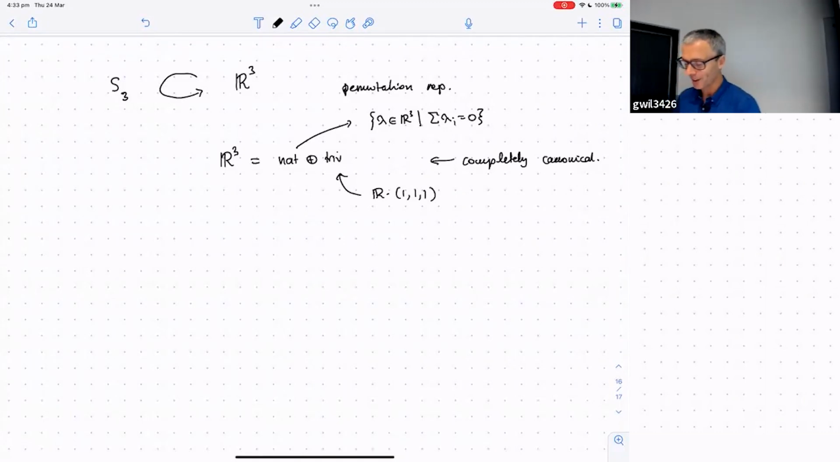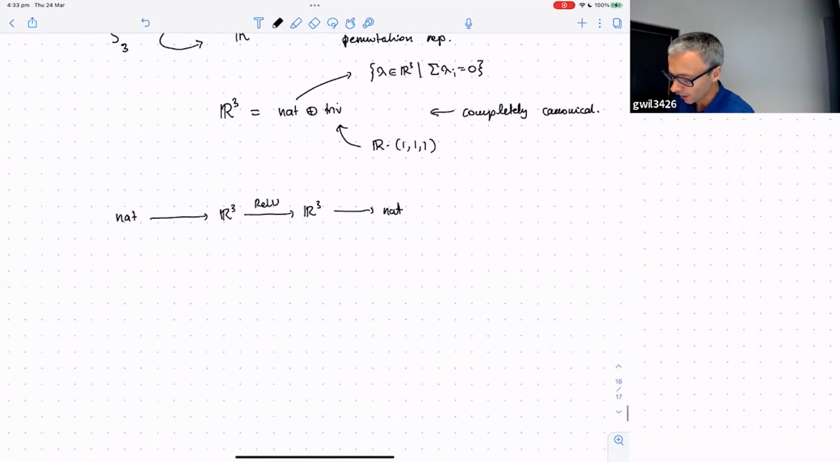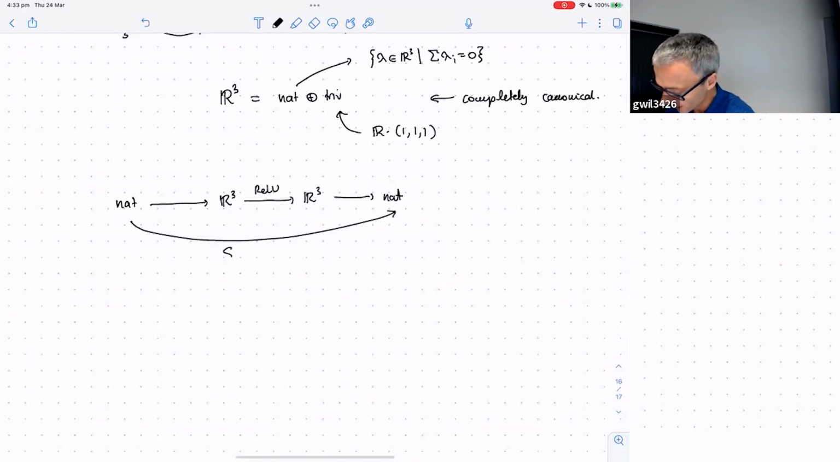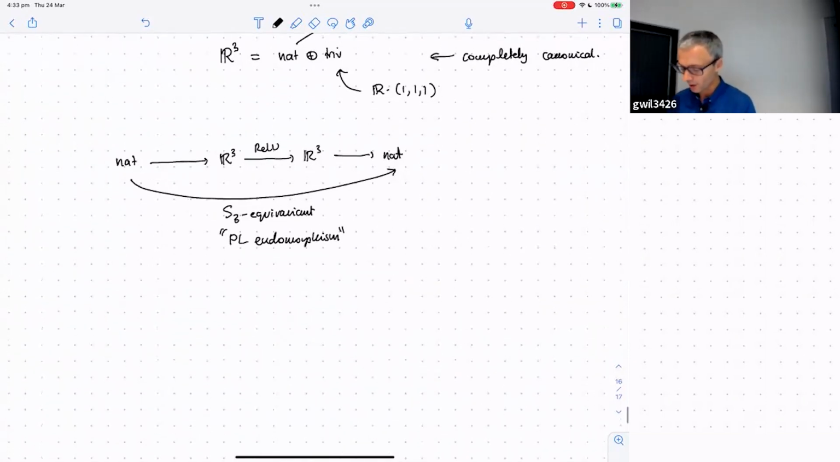So now you can ask the following, just kind of totally naive question. If we go from nat into R3 and then apply ReLU, go to R3, back down to nat, the composition is an S3 equivariant PL endomorphism, i.e. in the category of piecewise linear maps from this vector space to itself that are S3 equivariant, this is a PL endomorphism. And what is it?